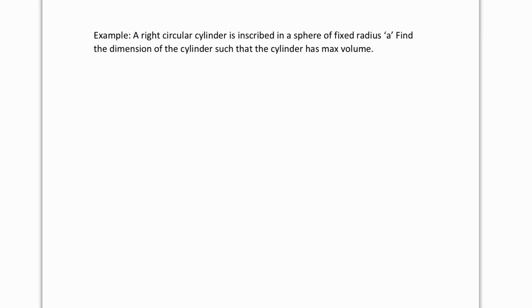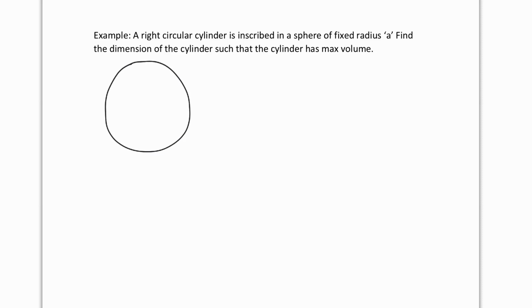So let's look at one final problem here. We have a right circular cylinder to be inscribed in a sphere of fixed radius a. Let's find the dimension of the cylinder that would make the cylinder have maximum volume. Okay, well this is a little weird. Well, we've got a cylinder inscribed in a sphere.